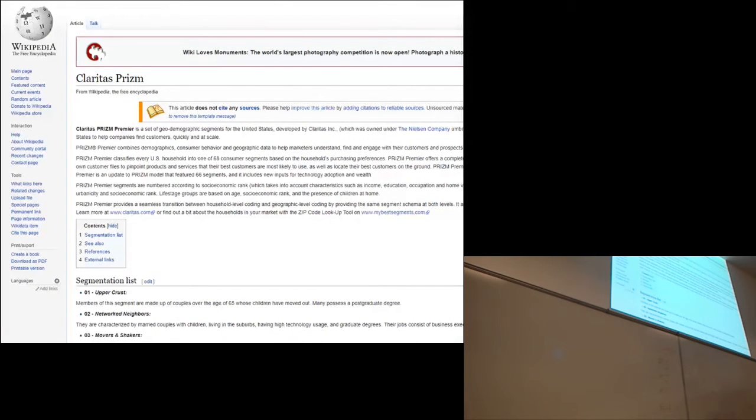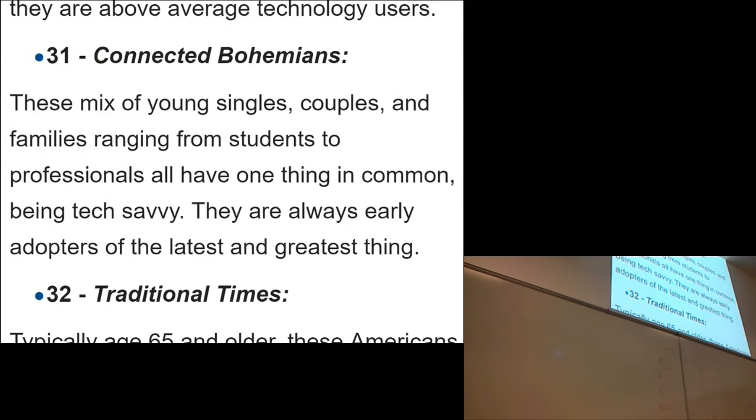If you want to know more about it, there is actually a Wikipedia page on Claritas Prism. This is a classification system for different demographics, oftentimes used for advertising. We are looking at connected bohemians. That was the term. This mix of young singles, couples, and families ranging from students to professionals all have one thing in common: being tech savvy. They are always early adopters of the latest and greatest thing.